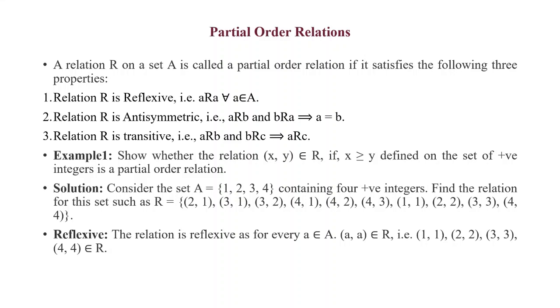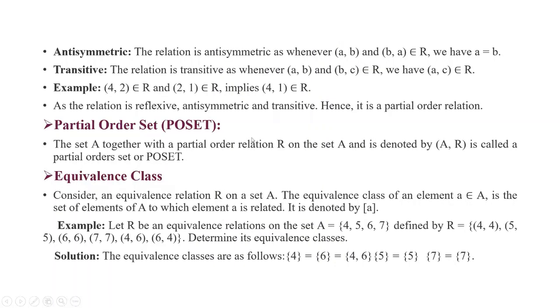Then and then only we can say that this relation is not anti-symmetric. But here such a condition is not present, right? So we can say that the relation is anti-symmetric because (a, b) and (b, a) belong to R, we have a equal to b.